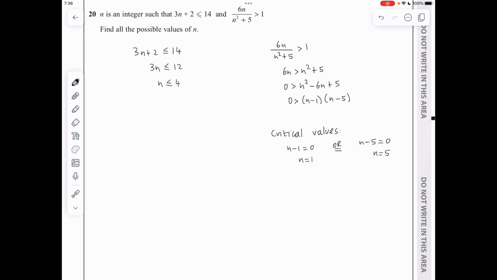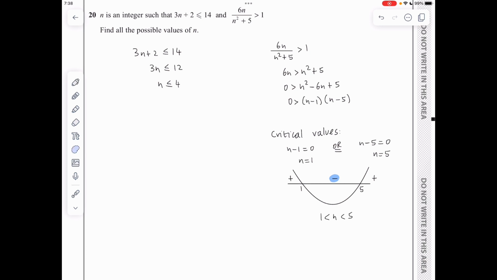And I can proceed in drawing a parabola, a smiley face parabola, in order to identify the region where n could be. So it's a smiley parabola. We've got cuts at 1 and 5. It goes plus, minus, plus. The inequality says that this should be less than 0, and therefore we are interested in the part over here. So we've got that 1 is less than n, less than 5.